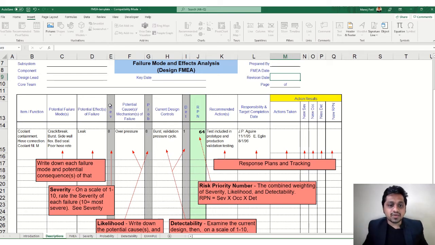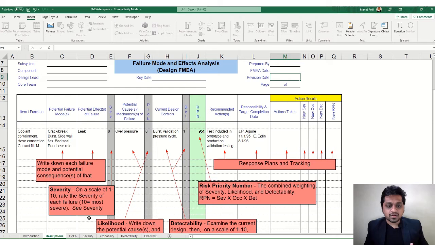So we have to list that down here, and then we have severity. Now what is severity? The severity is the seriousness of my failure. We have to scale it from 1 to 10. 10 is the highest severity and 1 is the lowest severity. So let's check out its rating.